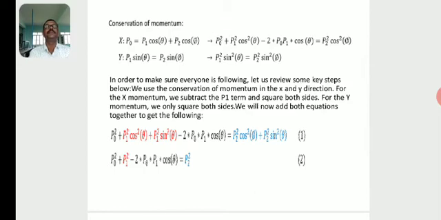P naught square plus P1 square cos square theta plus P1 square sin square theta minus 2 P naught P1 cos theta is equal to P2 square cos square phi plus P2 square sin square phi. Let this be equation number 1. So P naught square plus P1 square minus 2 P naught P1 cos theta is equal to P2 square, because cos square plus sin square becomes 1. This is equation number 2.